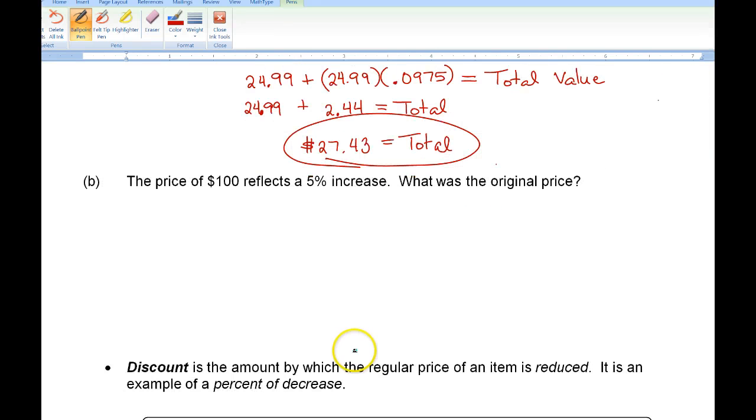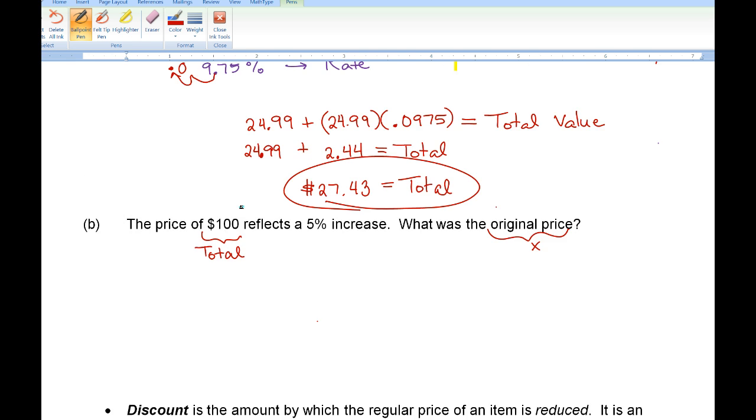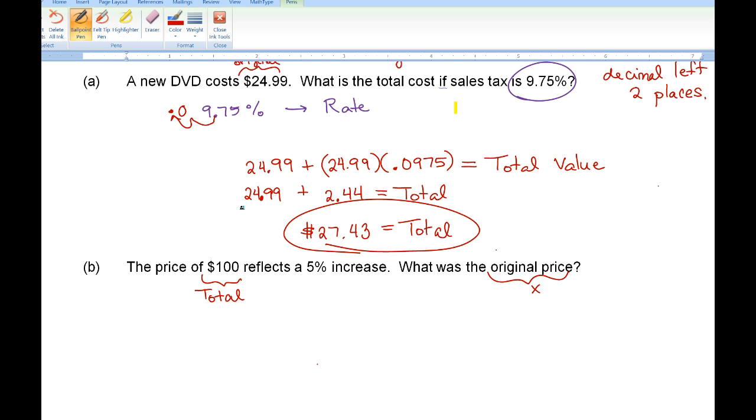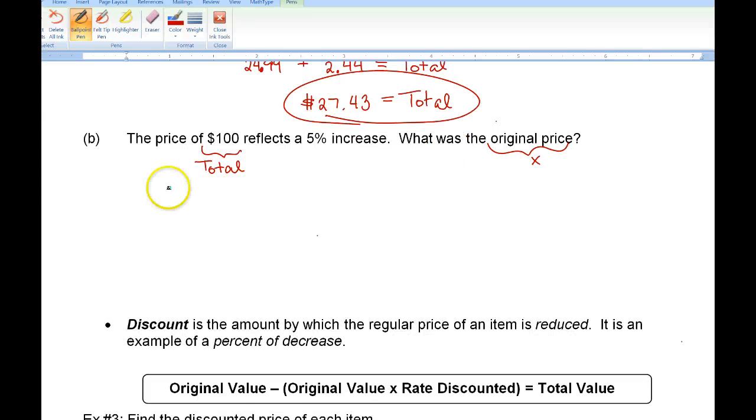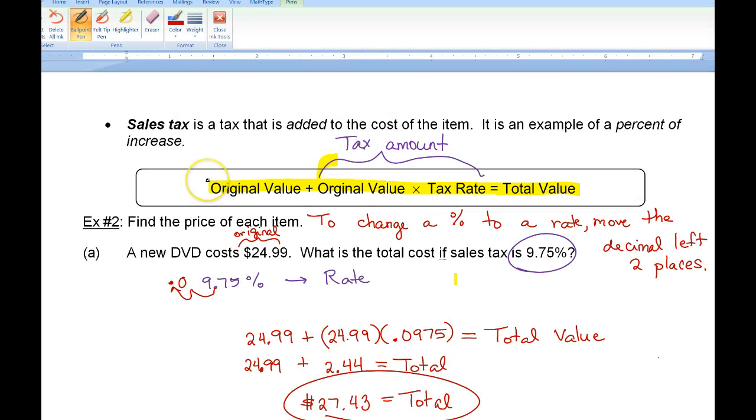Okay. This one is a little more difficult. The price of $100 reflects a 5% increase. What is the original price? So this time, we don't know what that is. Just say it's X. This is our total value. Now remember what our formula was? Original plus original value times the tax rate equals the total. We're going to use that formula. What would that look like?